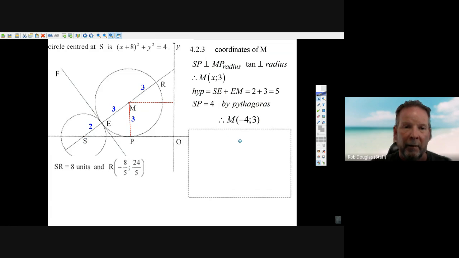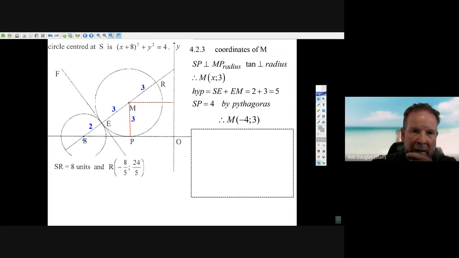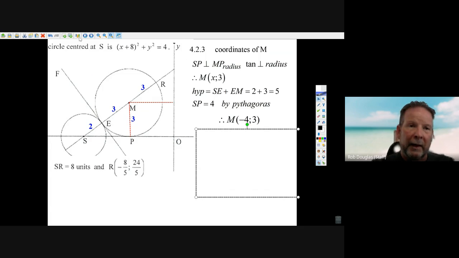Well, there you go. If SP is 4 on this side, then it must be minus 4. We know that this must be minus 4 right here on this side because we know that the distance is 8 here. It's minus 8. So that must be minus 4 right to there. Okay, that's what M is. Let's look at the next question.